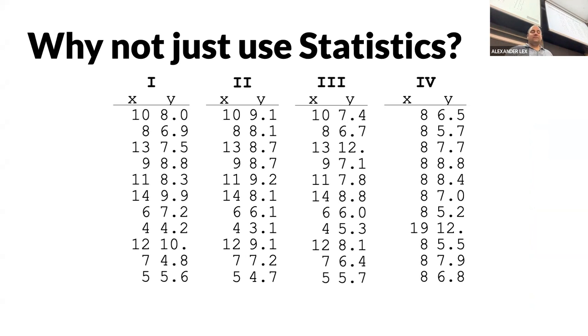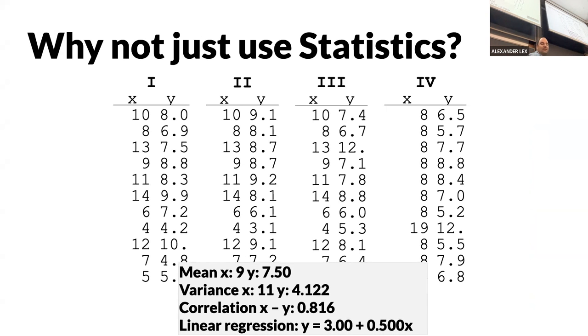The interesting thing about these data sets is that, statistically speaking, if you just run some simple descriptive statistics on them, they look extremely similar. They have the same mean in X and Y. They have the same variance in X and Y. They have the same XY correlation. And they also have the same linear regression. So if you just ran these algorithms to understand what's going on in these data sets, you might conclude that they are basically drawn from the same underlying distribution.